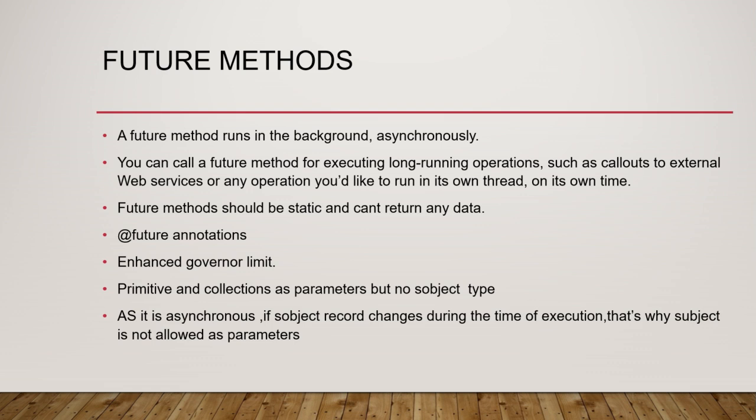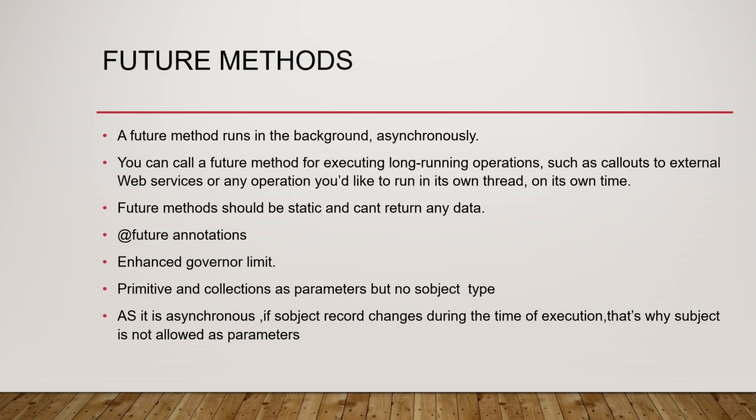This part you can read. I already covered it in the earlier videos on governor limits. So with respect to SOQL and DML, you get some enhanced governor limits. Primitive and collection as parameters, but no sObject type. So parameters to this future method can be only primitives and collections. Okay, lists, and you cannot send sObjects.